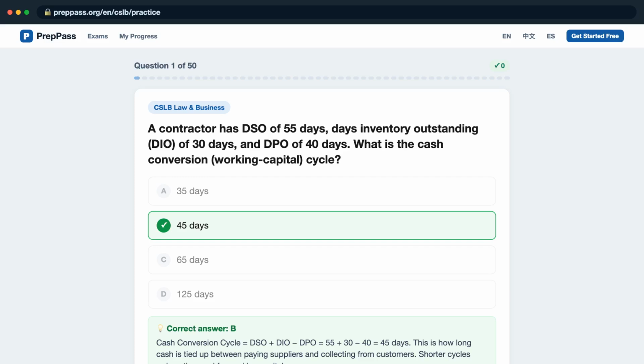Cash conversion cycle equals DSO plus DIO minus DPO equals 55 plus 30 minus 40 is equal to 45 days. This is how long cash is tied up between paying suppliers and collecting from customers. Shorter cycles reduce the need for working capital.